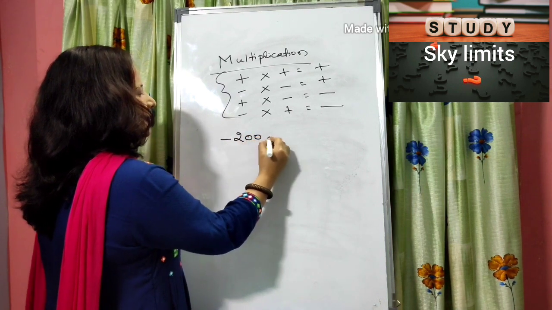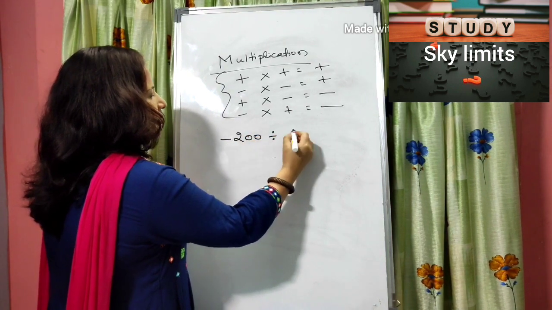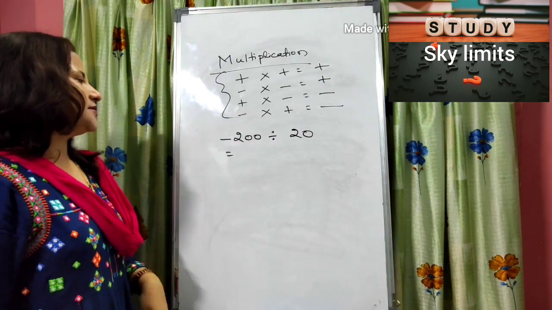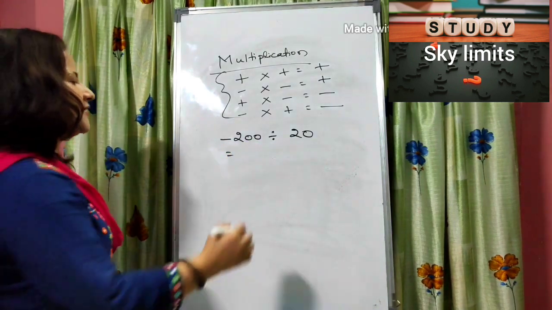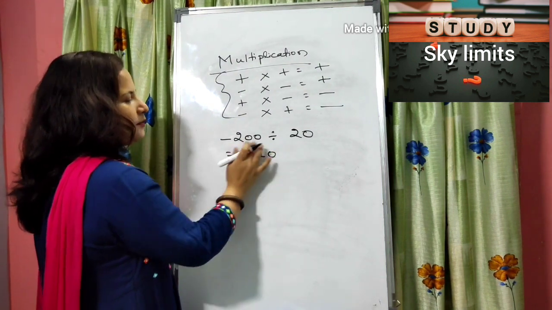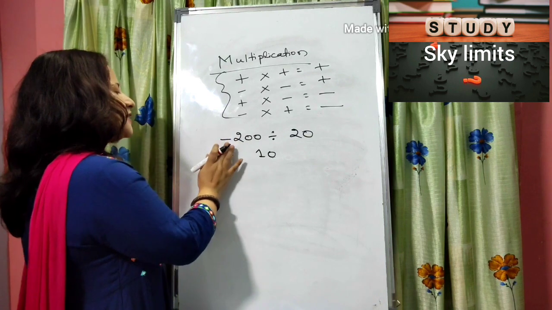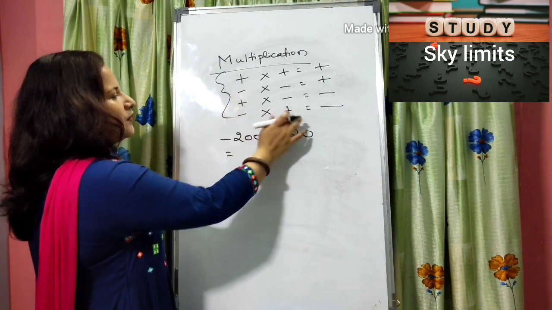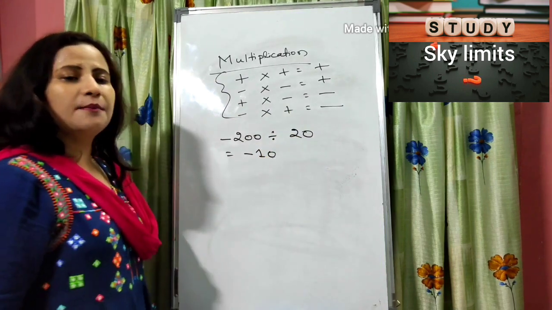Minus 200 divided by 20. So you know 200 divided by 20 is how much? 10. After dividing these two numbers, easily you are able to divide it, I know. After that, check the sign. One is negative, the other one is positive. Obviously, the answer will always be minus.